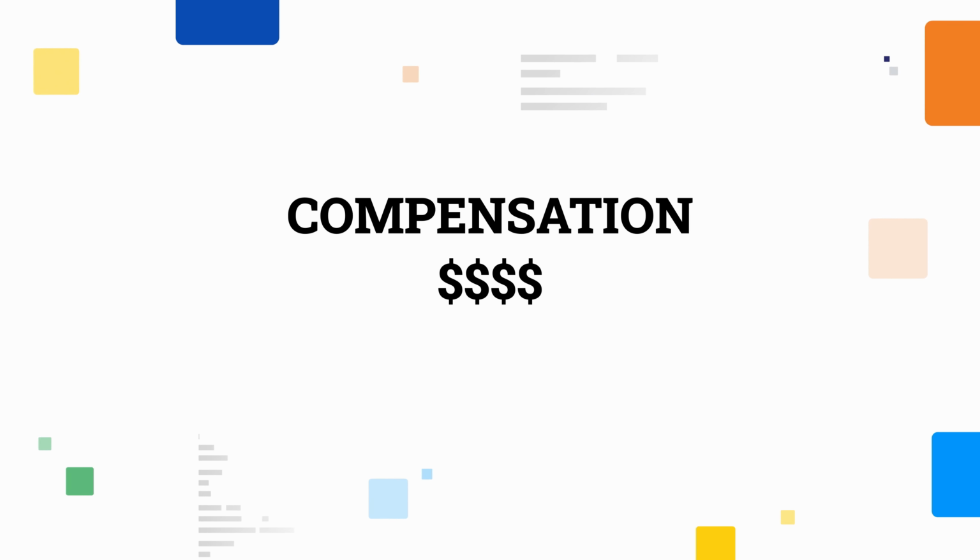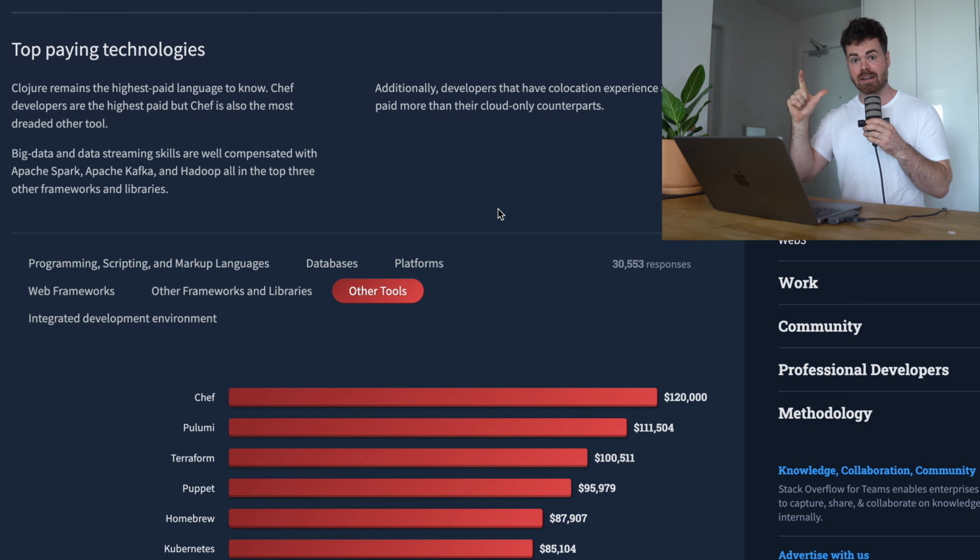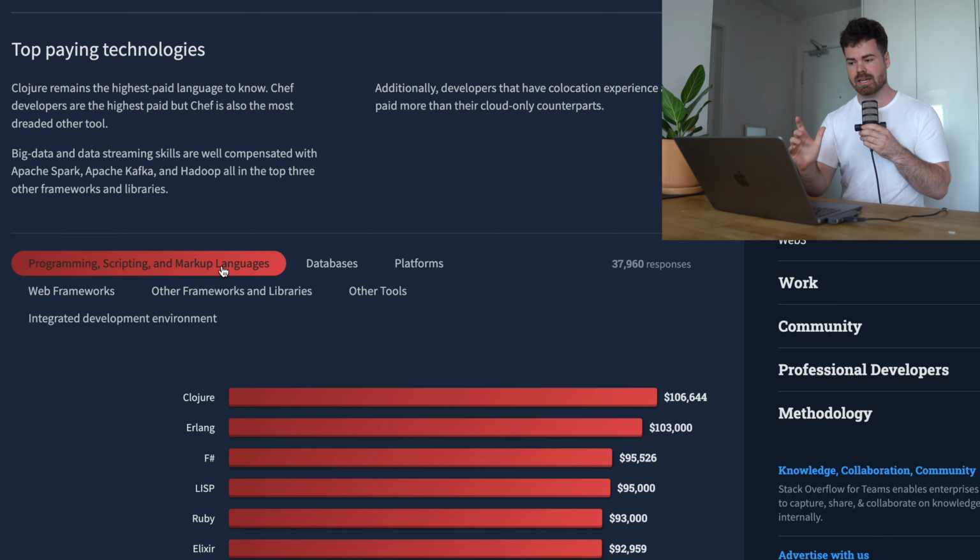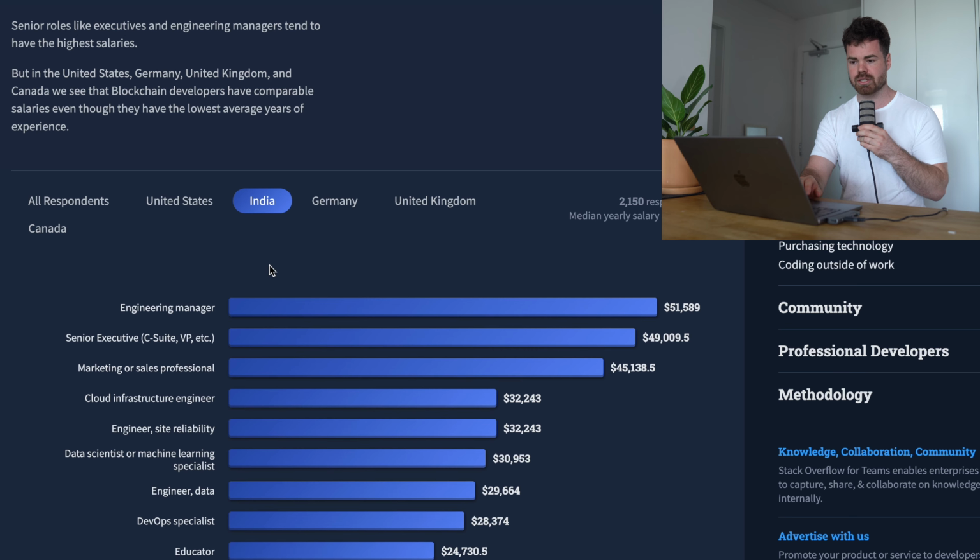Moving into top paying technologies. This is probably what you're here for. There are a couple of ways in which salary and compensation information is broken down within the survey. One of which is purely by technology, and the other one is by roles. Under the work tab, salary, we have it done by role and location here.